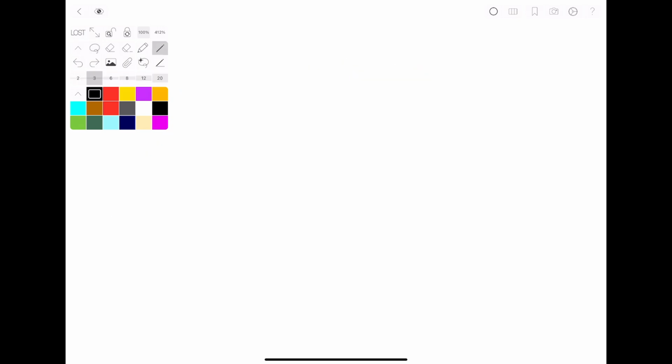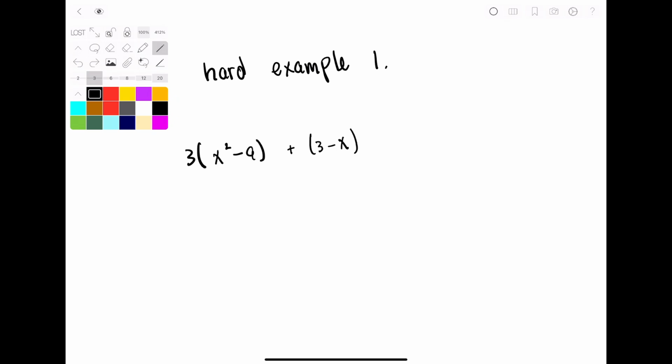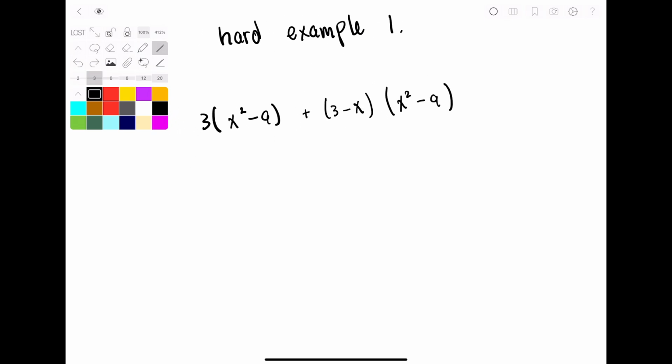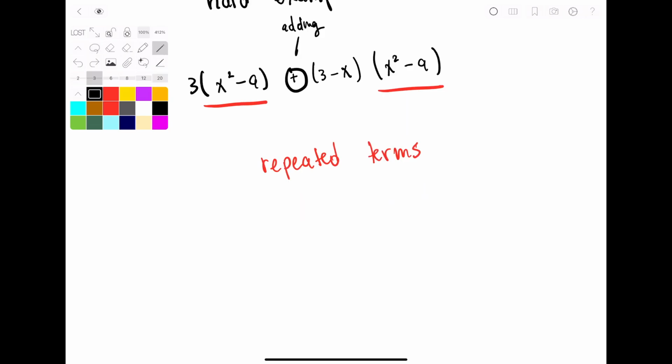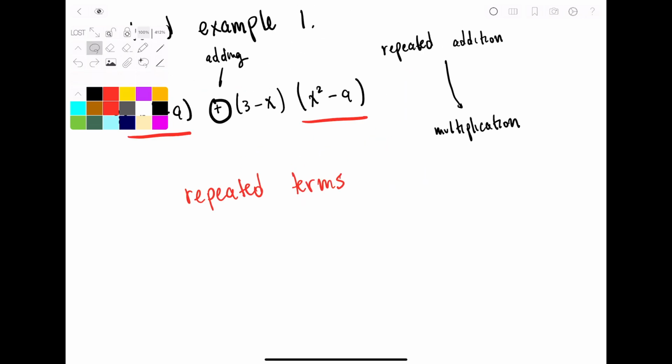To make this point even more clear, let's use 2 hard examples. 3 times x squared minus 9 plus 3 minus x times x squared minus 9. So let's start with the basics. What's being repeated? Well, the object that's being repeated is x squared minus 9. And we're adding it, right? That's our operation. So we should turn it into multiplication.